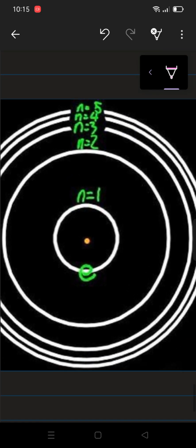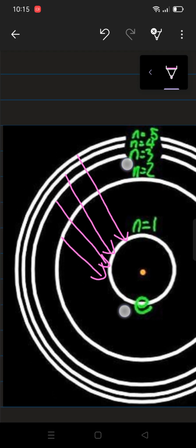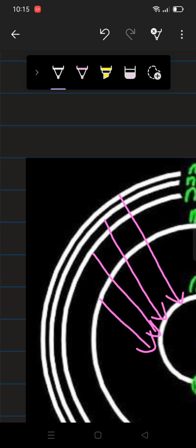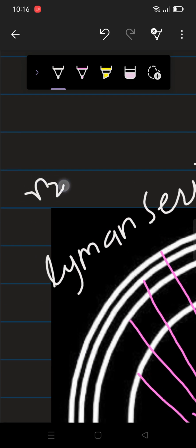So, for example, an electron from anywhere falling on n1, that we have already discussed, right? From n4, n3 and n2, this is the Lyman series, and it always falls in the region of ultraviolet.